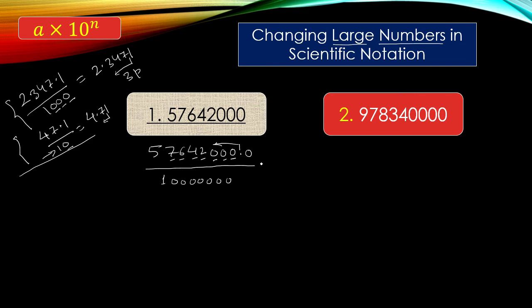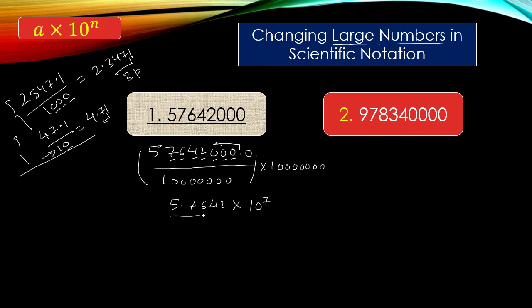So it is necessary to multiply the number by the same for the right adjustment. So 1 with 7 zeros. So the division process will give us the result 5.7642, and the remaining part can be written as 10 raised to 7.